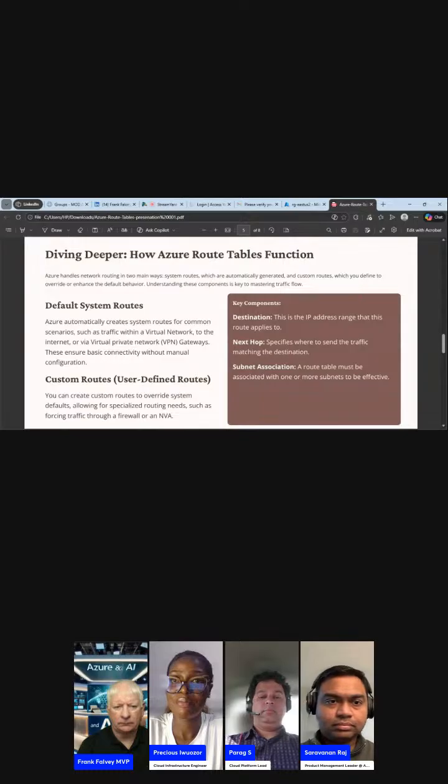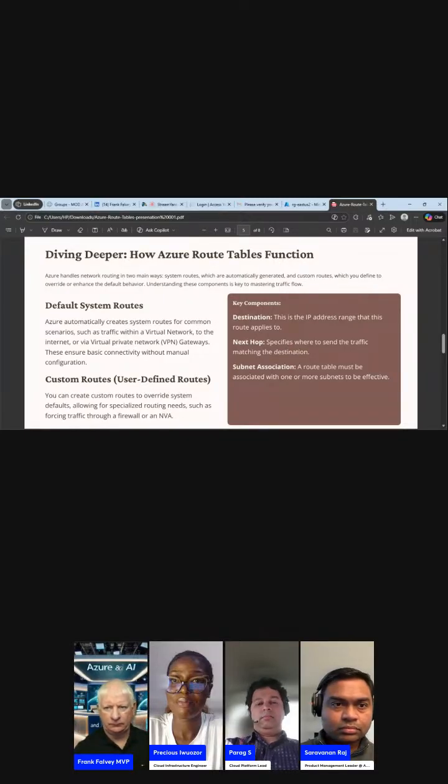Also, diving deeper into the concepts of route table, how does Azure route table function? Azure handles network routing in two main ways: system routes and UDR. System routes are automatically generated, and custom routes are ones you define to override or enhance the default behavior. Understanding these components is key to mastering traffic flow. Now, what are the components? You have the destination. The destination is the IP range that has the route applied to it. You also have the next hop, which specifies where to send the traffic matching the destination. Also, the subnet association.